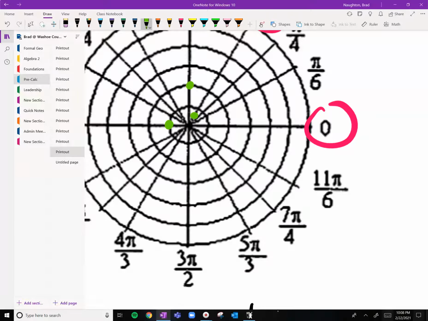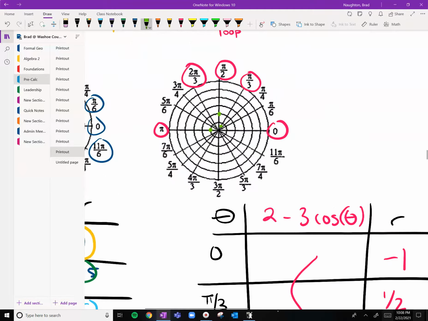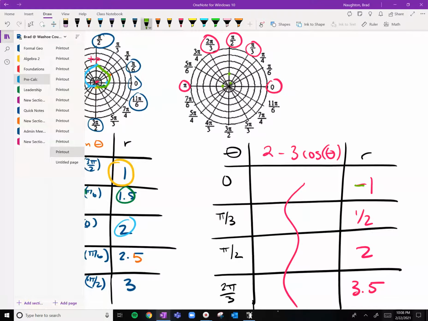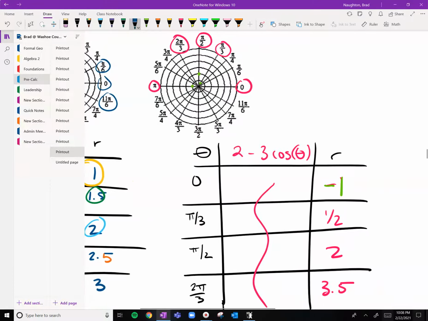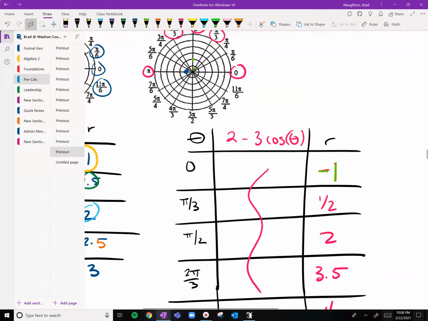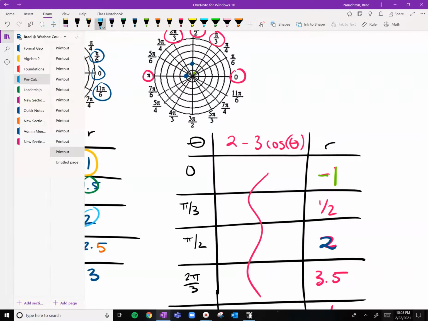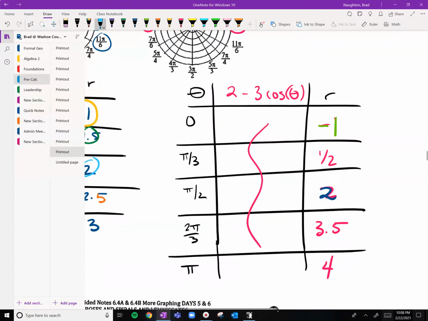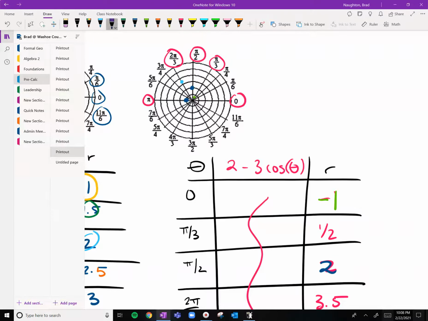Then we'll go ahead and go to 2. So notice I have a -1. That's why I did this point right here at -1. Okay. And then 2 was this point right here, as we can see the 2 right there. And then 3.5. So 1, 2, 3.5. And then notice pi is 4. So 1, 2, 3, 4.